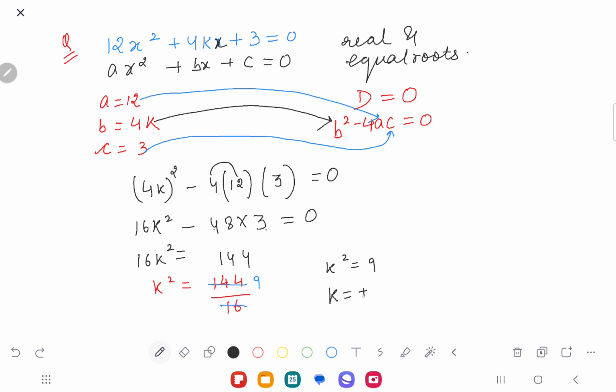So k is going to be plus minus 3. Are you understanding? Understood or not? Understood. Okay. Similarly, this is how we have to find out the questions.